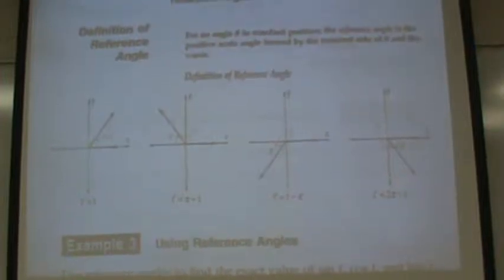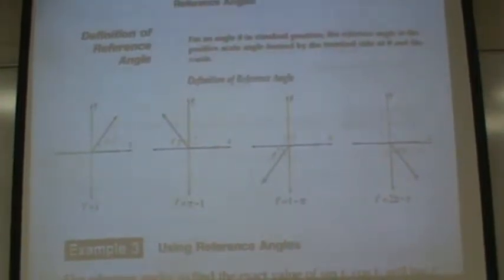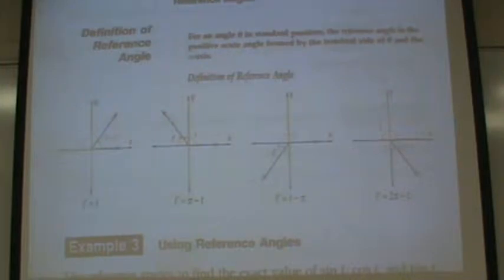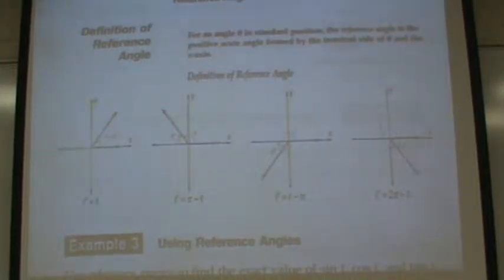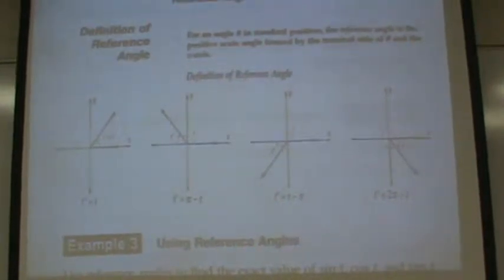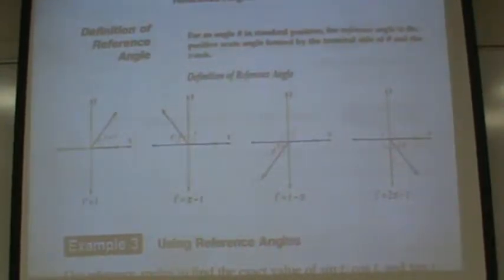So this is section 6.4 continued. We're going to start talking about reference angles. When we talk about a reference angle, we're looking at the positive acute angle that's formed by the terminal side of your angle and the x-axis.